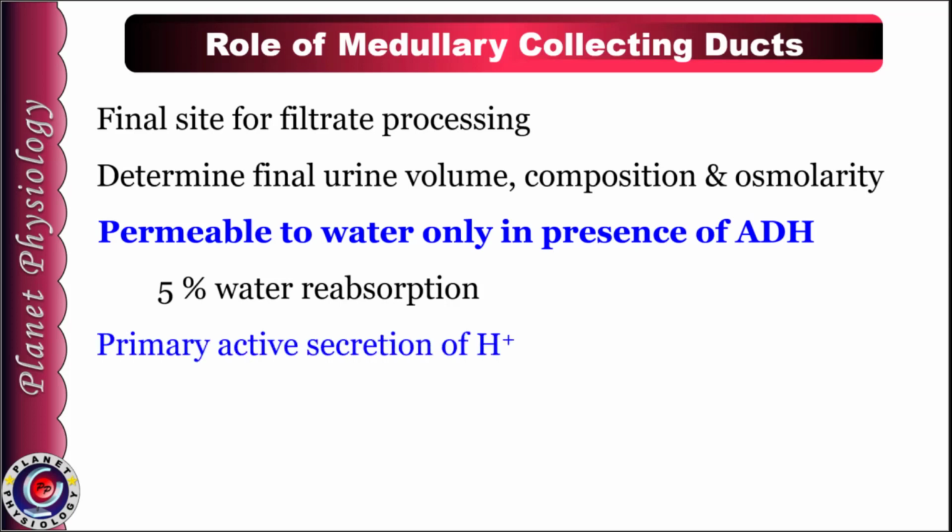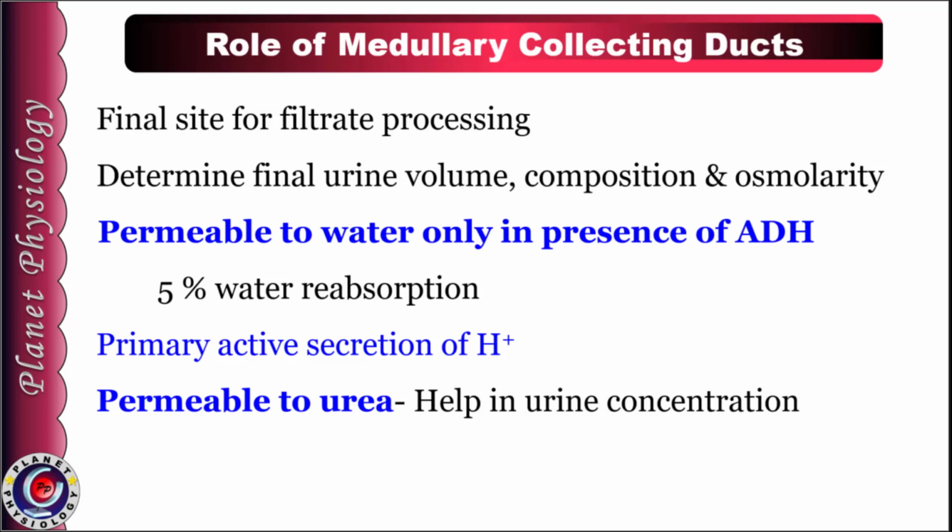It also secretes hydrogen ions by primary active transport process. The important difference between the cortical and the medullary collecting duct is that this segment is permeable to urea, and urea reabsorption plays an important role in formation of concentrated urine.